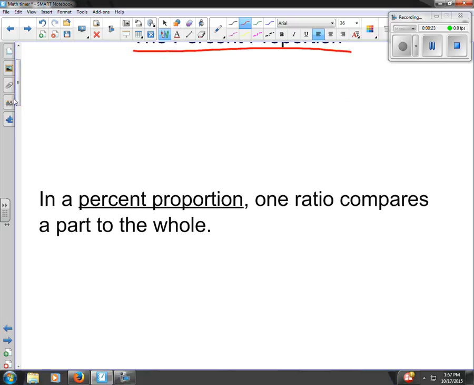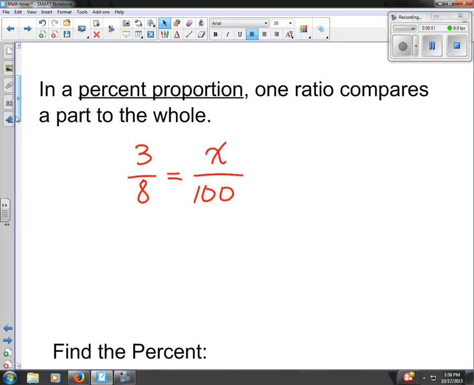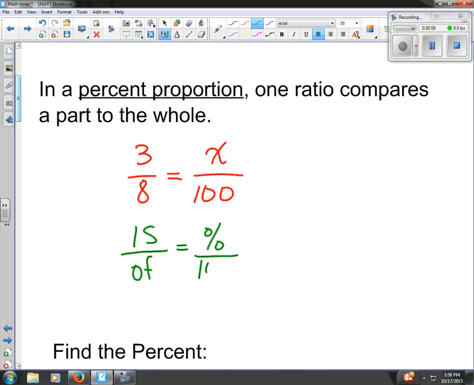Well, actually, we've been doing it, I just didn't tell you. In a percent proportion, one ratio compares a part to the whole. So when we had, say, 3 over 8, and I said, well, what's the percent? I said, you put it over 100, and you find the percent. That's actually a percent proportion. 3/8 is one part of the proportion, and that x over 100 is the other part of the proportion. Well, there's a little formula for that. It's real easy. Is over of equals percent over 100.